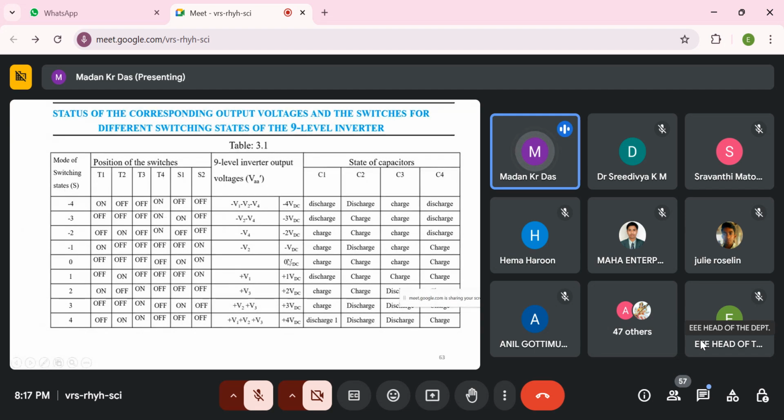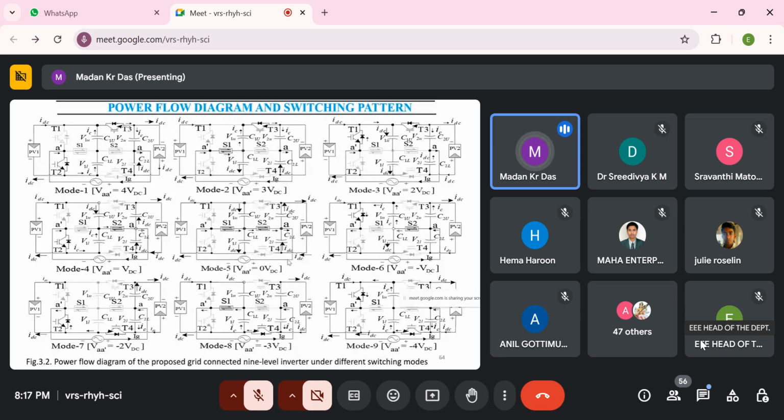We can understand better with the power flow diagram. This is the power flow diagram of the proposed 9-level inverter. The black line shows which switches are on, like this. Then it will be 4 VDC, and here 3 VDC, 2 VDC, and this is 1 VDC, like this. Oh, sorry, this type 1 VDC, and this is 0, and this is negative VDC, negative 2 VDC, negative 3 VDC, and negative 4 VDC.